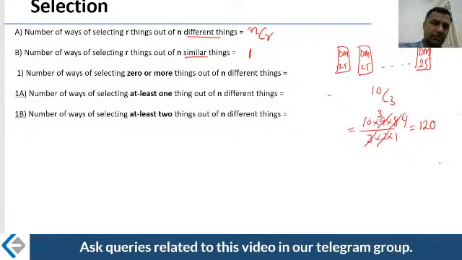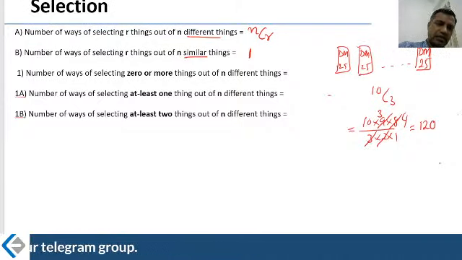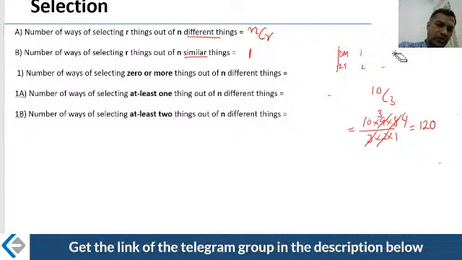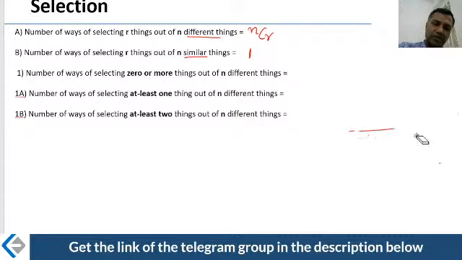There is a difference between different and similar. In the last class, we focused more on different things. But in this class, when we look at selections, let's be comfortable with both sides. Sometimes it could be different, sometimes it could be similar. Let's get comfortable with both.